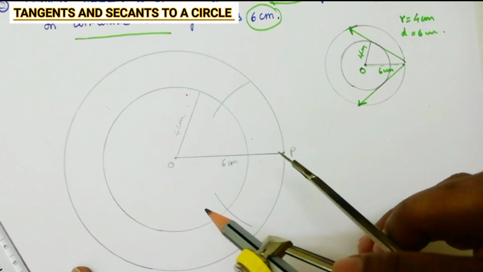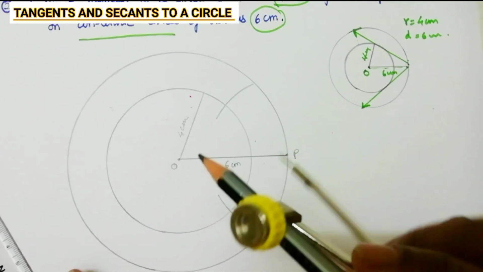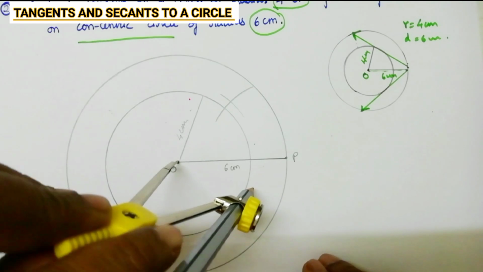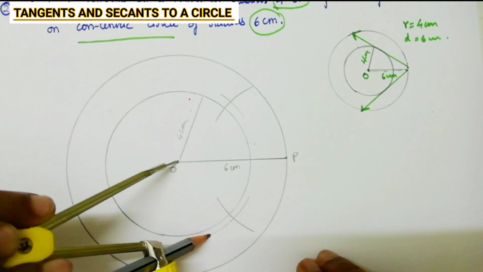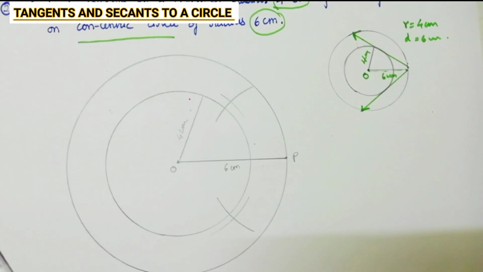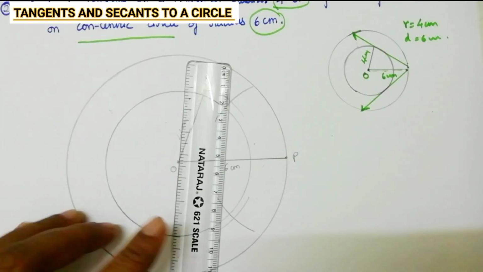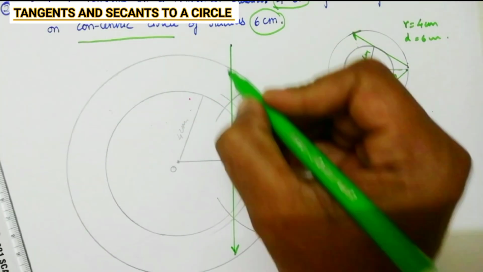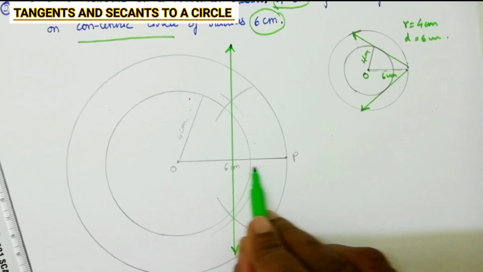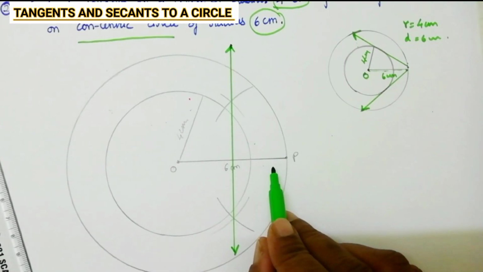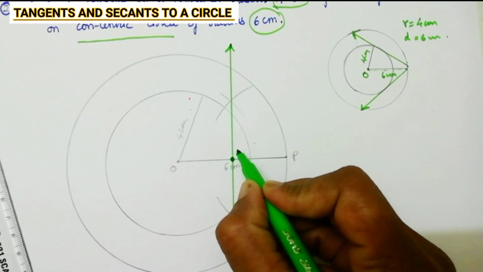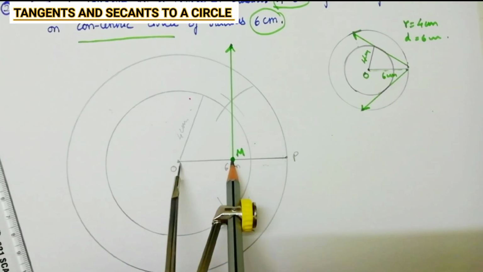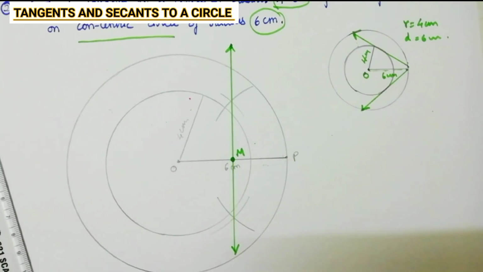Same radius, lift it up, place it at O, intersect the arc up and intersect the arc down. Now we are going to join these two intersection points of the arcs, which is called the perpendicular bisector. This perpendicular bisector divides this OP into two equal parts. Take this intersection point as M. You can observe very clearly that MP will be equal to OM.